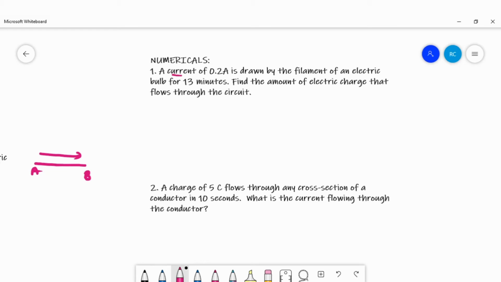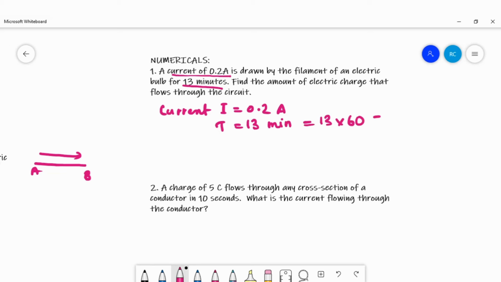So a current of 0.2 ampere is drawn by the filament. So current I is equal to 0.2 ampere, and it is drawn by the filament for 13 minutes. So time is given as 13 minutes. This 13 minutes you need to convert into seconds. So 13 into 60, which means 780 seconds.